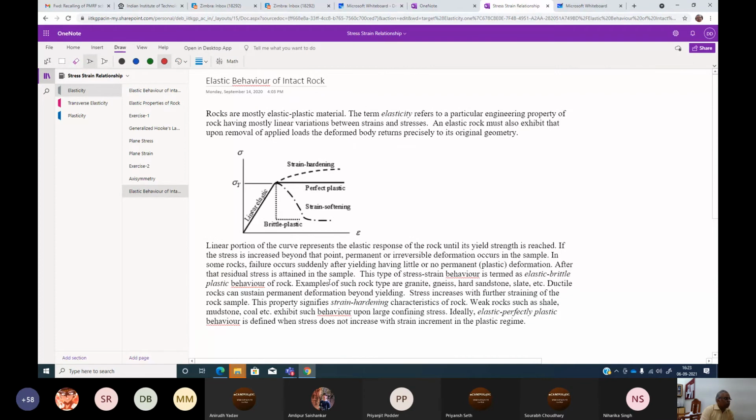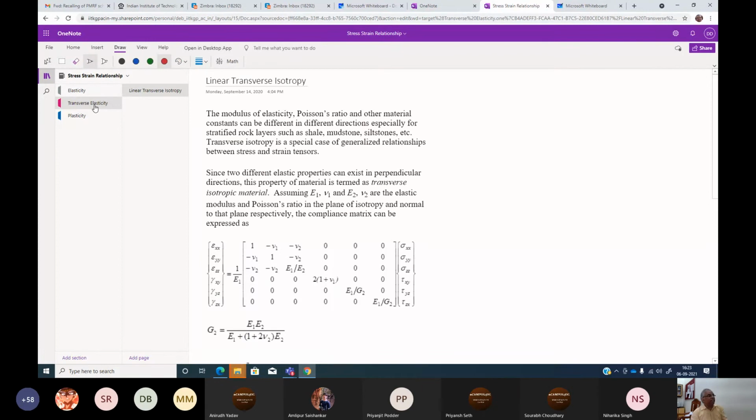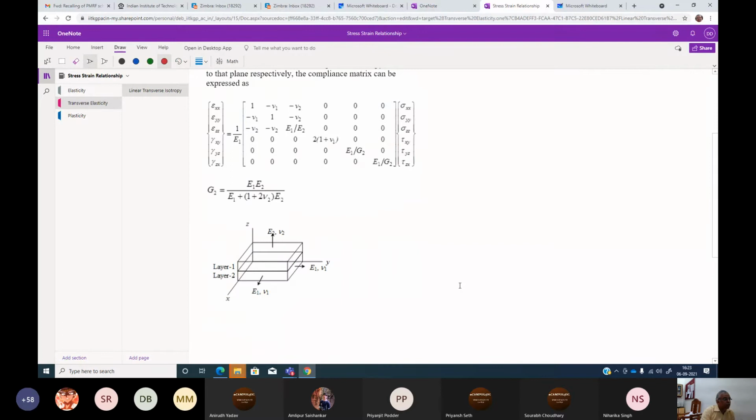Okay. So now I will tell you another thing, which I promised you, the relationship between some anisotropy. This is not here, but oh, okay, it is there. Transverse elasticity is there. Very good. So this is called linear transverse isotropy, which is also an anisotropic condition. Now let me give you the figure.